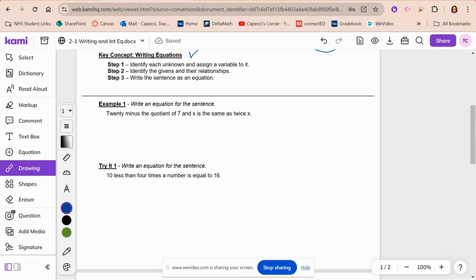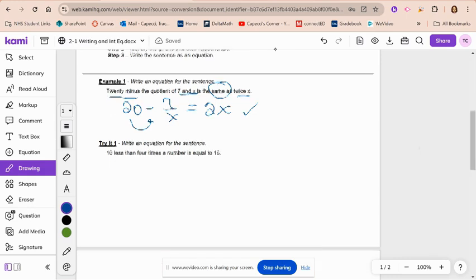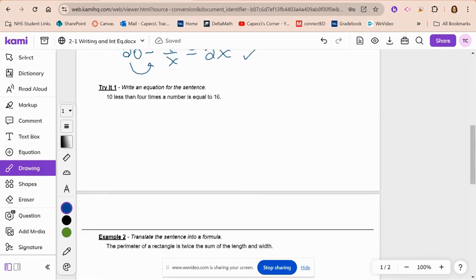So let's get started. Write an equation for the sentence: 20 minus the quotient of 7 and x is the same as twice x. Sometimes I like to go back and just make sure I'm good. 20 minus, right? The quotient means to divide. 7 and x, that looks good, is the same as, right? That's equal, twice x. So we're all set. That's our equation.